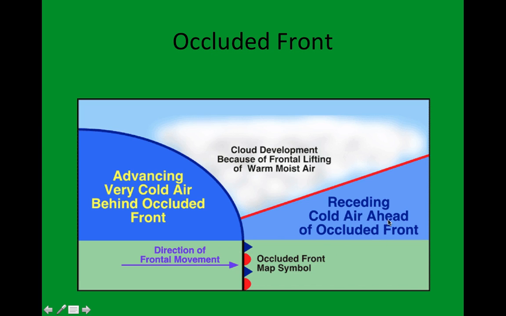As you can see, you had a cold air mass, and right behind it, a warm air mass came in, but another cold air mass advanced behind that warm air mass, causing it to be forced upward, getting a lot of cloud development from that warm, moist air.